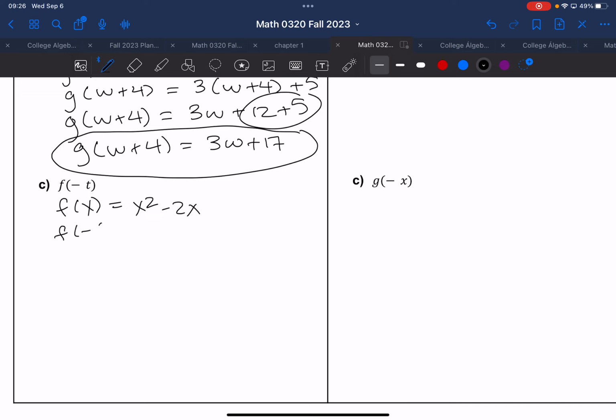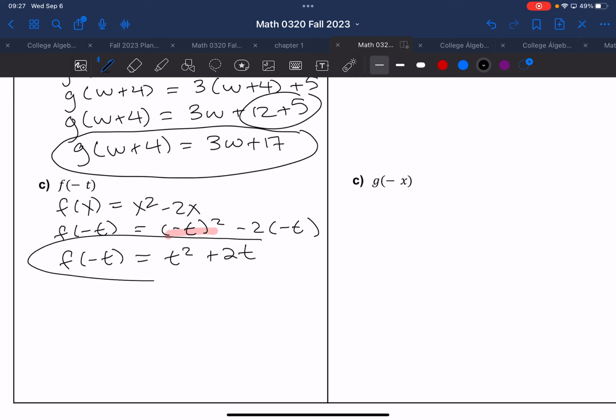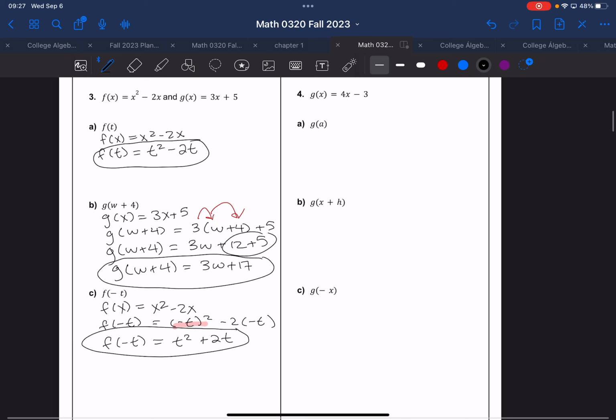So f of negative t is equal to negative t squared minus 2 times negative t. Can this simplify? Yes. What could this first part simplify to? T squared, right? Because this negative gets squared, which turns it to a positive, and then that t gets squared. So f of negative t is equal to t squared. What about that next part? Plus 2t, because a negative times a negative is a positive. Okay, any questions on number 3?